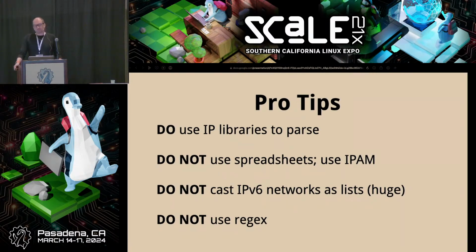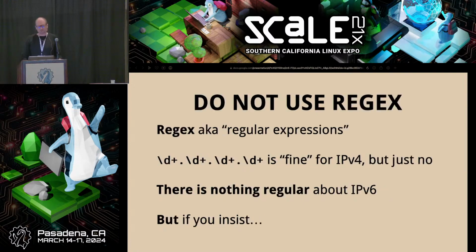When you're working with IPv6 networks in particular in code, never cast those objects to lists. As I had indicated, you're working with stupendously large amounts of IP addresses, and that will eat all your memory, take all your CPU, and probably kill your system unless you kill that process. And lastly, most importantly, do not ever use regex to parse IP addresses. You're going to have a bad time. And I have a whole slide dedicated to that one.